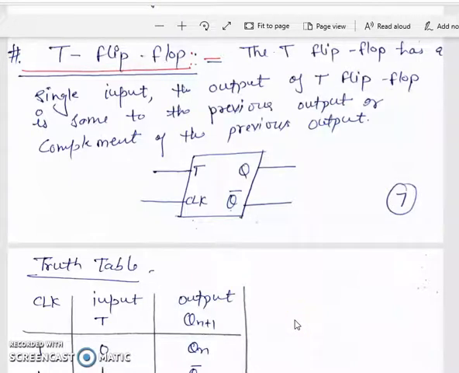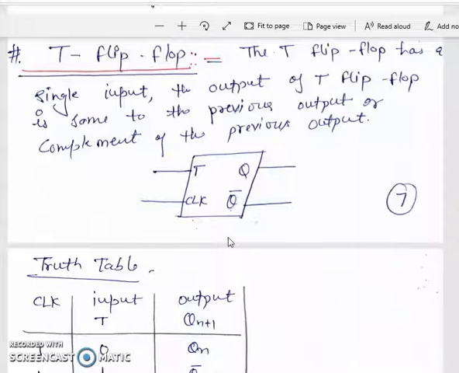Hello dear students, in this video we become familiar with the T flip-flop, the triggering of flip-flops, which is of two types, level triggering and edge triggering, and lastly the race around condition of the JK flip-flop and the outcome of these problems. Okay, let's start with the T flip-flop.